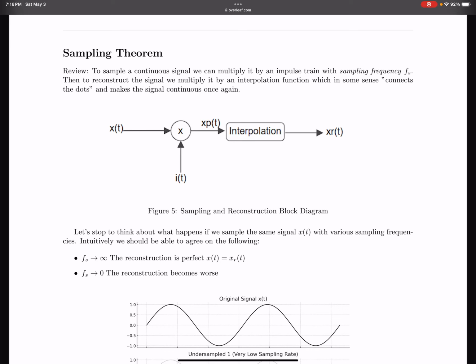Hello everybody, this is a video on the sampling theorem. Now, just as a quick review, to sample a continuous signal, we can multiply it by an impulse train with sampling frequency f_s.